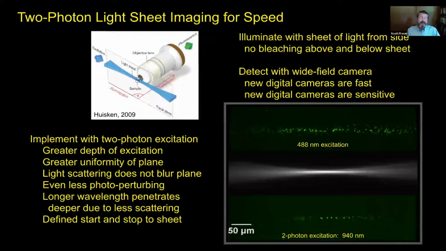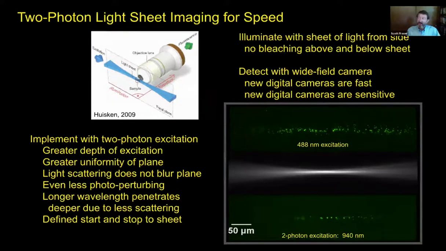It's a technique invented about a century ago for looking at colloidal solutions, but then really reinvented a few times over the last few decades. And the most popular one is the one that Ernst Stelzer and Jan Huisken and their co-workers did, where light is brought in from the side and then the fluorescence is collected in parallel.